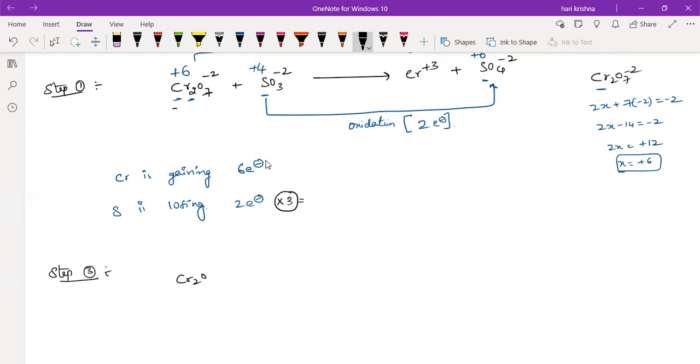So Cr2O7 minus 2 plus SO3 minus 2 will produce Cr plus 3 plus SO4 minus 2. Chromium 2 are there, so here also we have to make 2 chromiums. Then to equate the number of electrons lost and gained, we have to multiply the sulfur by 3. So it will become 6 electrons, and the other side will also become 6 electrons. Do you understand this step or not?